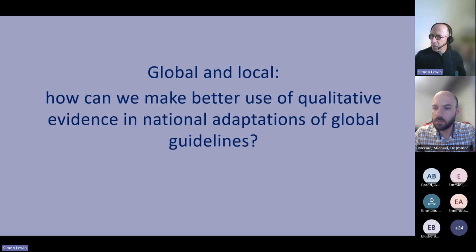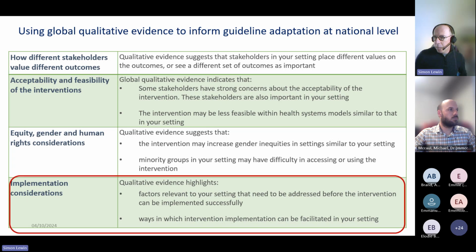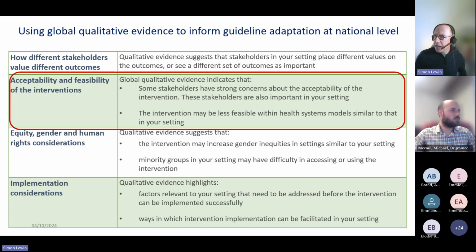Great. Okay, I'll continue. So how can we make better use of this kind of synthesized qualitative evidence in national adaptations of global guidelines? As I mentioned earlier, we can use qualitative evidence for many domains within the decision-making process for a guideline, and you can see those domains on the left of the screen. And one example of how the adaptation process might be informed by qualitative evidence is around acceptability and feasibility of interventions. So you may have, for instance, global qualitative evidence that suggests that some stakeholders have a strong concern about the acceptability of the intervention, and you know that these stakeholders are particularly important or a large group in your setting.